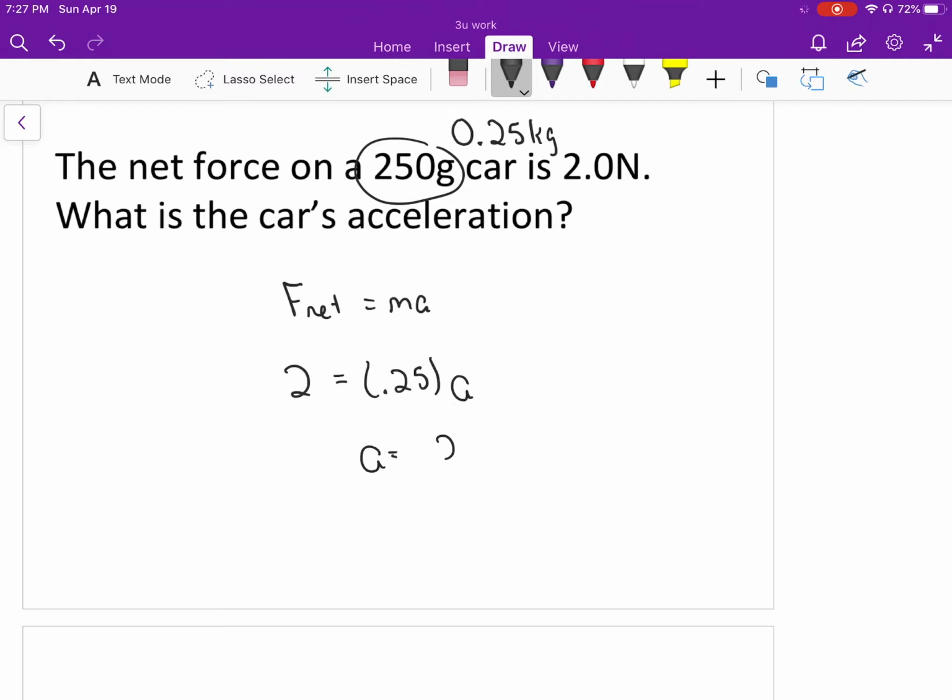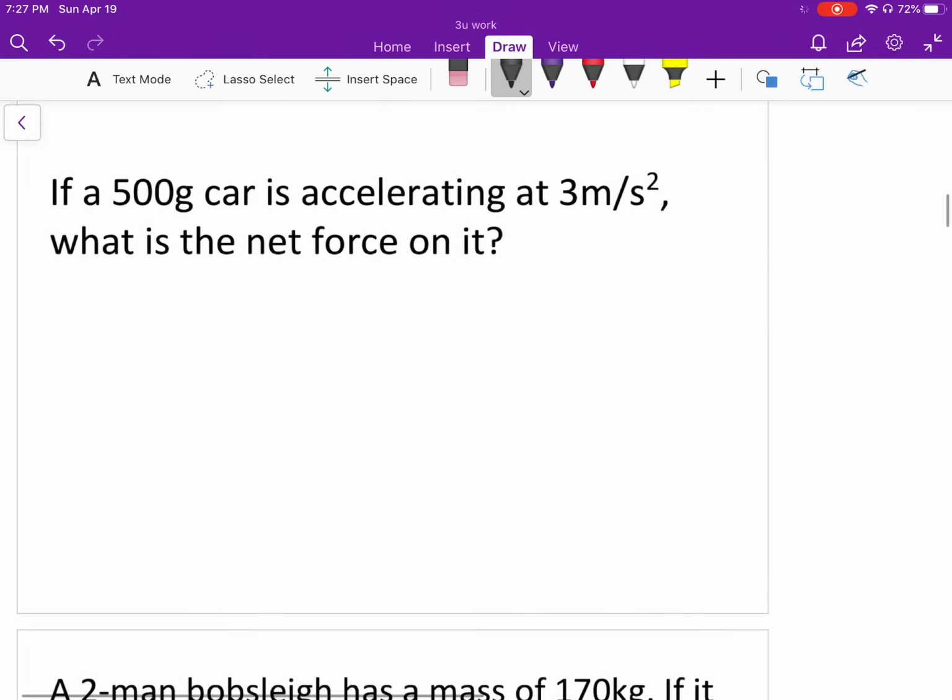We flip the 0.25 to the other side. Dividing by 0.25 is like multiplying by 4. We get an acceleration of 8, and the proper units are meters per second squared. Let's try another one for practice.